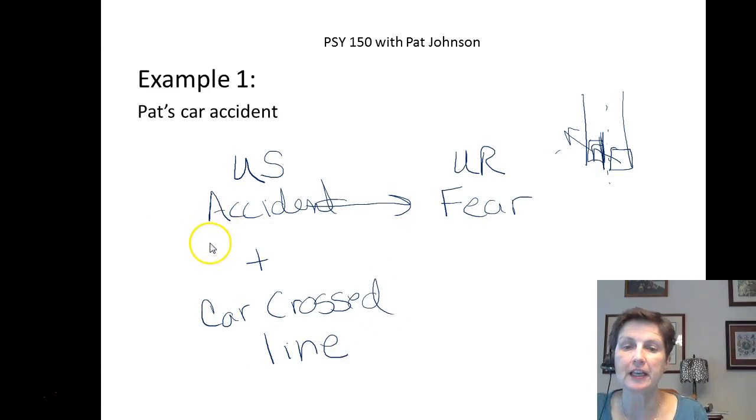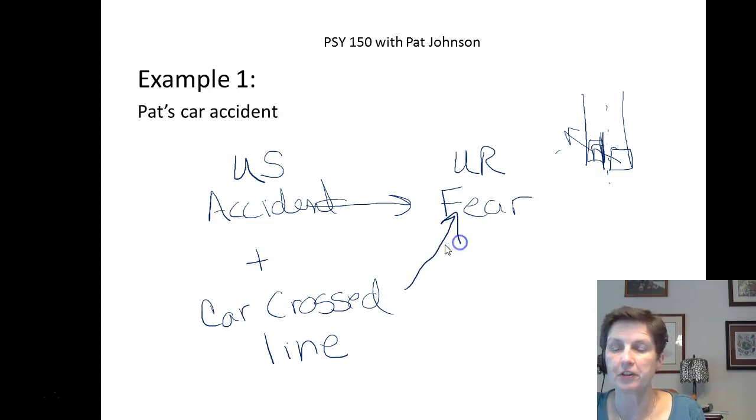About a half a second later, the car crashed into me, and I experienced fear. Cars approaching that center line never used to cause me fear before. It used to be neutral. But now when a car crosses the center line, I experience intense fear. I really start feeling nauseous. So the car crossing the center line used to be neutral. Now it is a conditioned stimulus, and fear to cars crossing that center line is a conditioned response.